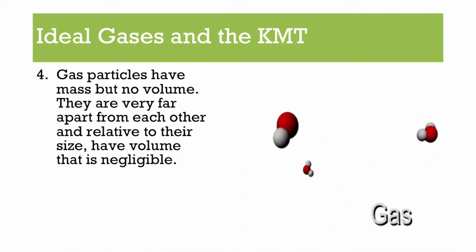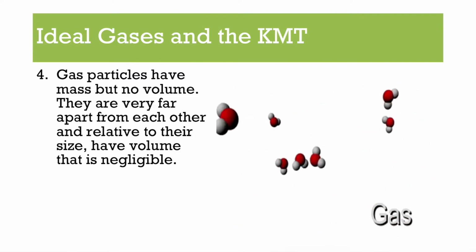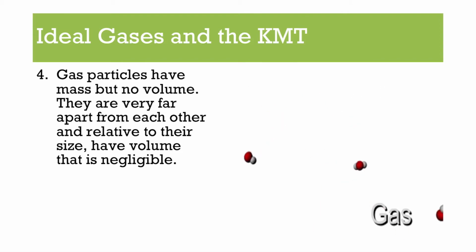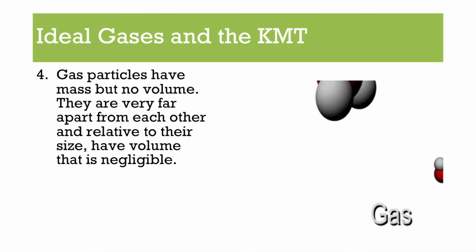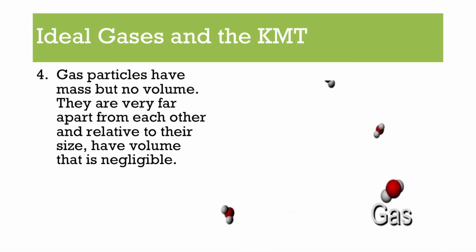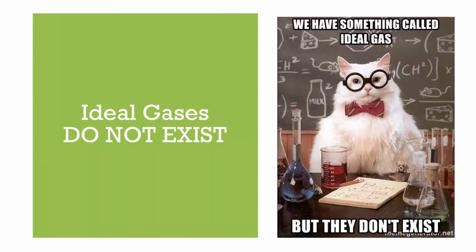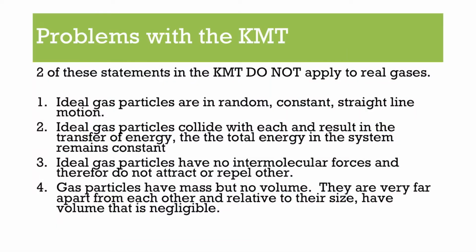The last statement of the KMT says gas particles have mass, but no volume. Because they're very far apart relative to their size, we can totally ignore their volume. Now, those are the 4 statements of the KMT. But the problem is, again, the KMT talks about ideal gases. Ideal gases don't exist. So why even bother talking about the KMT?